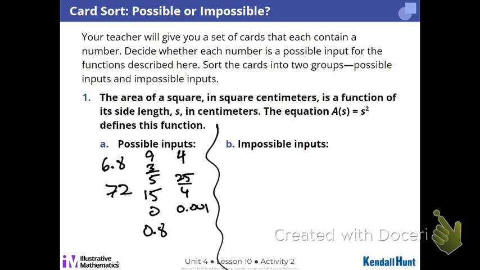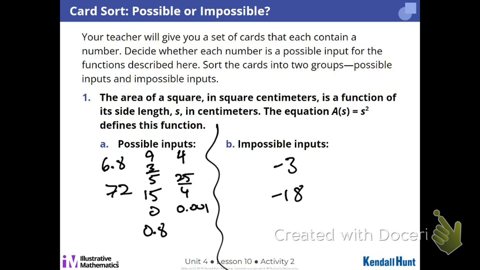Then, the inputs I got that do not work were -3 and -18. I get why some people are saying 0, but 0 squared is 0. So a square with a side length of 0 has an area of 0.